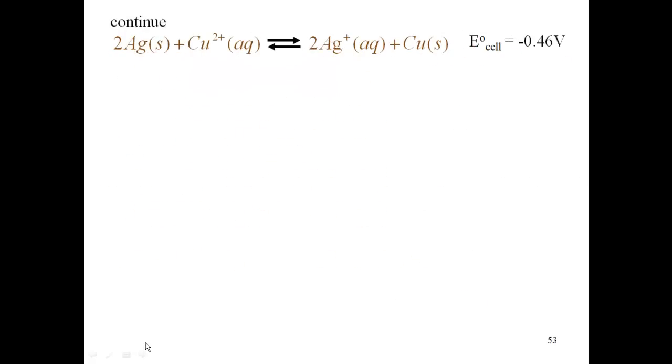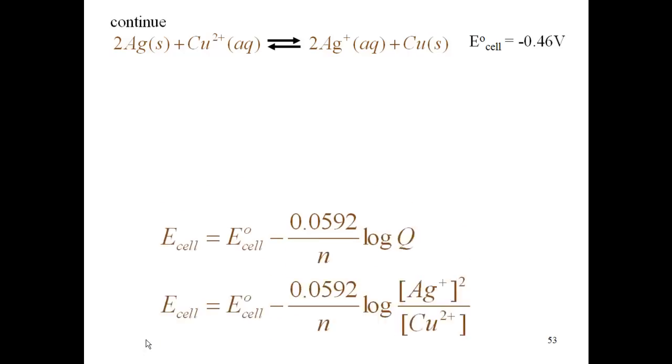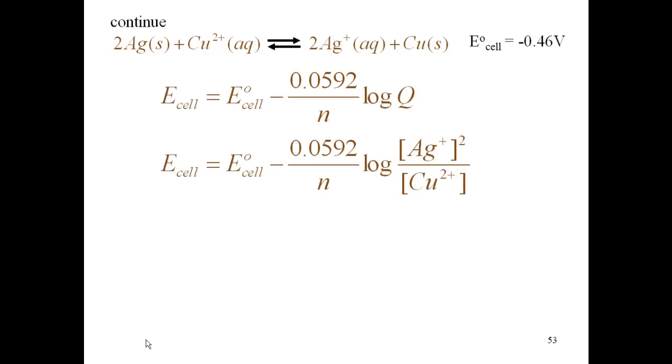So we know the potential for our standard cell, and we set up our Nernst equation: E of your cell, which is your non-standard potential, equals E naught, your standard potential, minus 0.0592 divided by n times the log of the reaction quotient. Your products are the concentration of silver ion squared, because of that 2 coefficient, then copper solid, which is 1, divided by silver solid, which is 1, and copper 2+ ions to the first power.